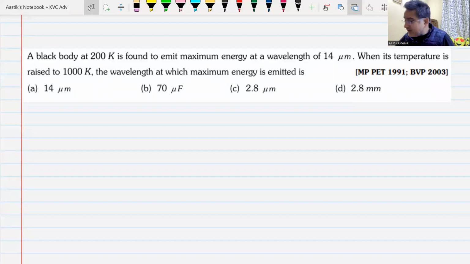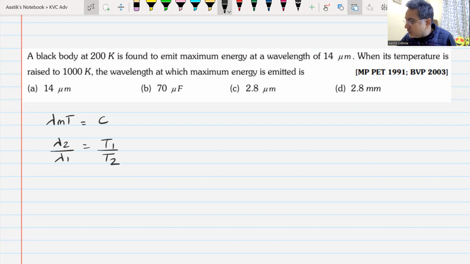Answer is option C. We all know lambda m into T is a constant. So lambda 2 by lambda 1 will be T1 by T2. Temperature has become 5 times, so lambda will be divided by 5. The only option which matches here is 2.8 micrometers. Do we understand this, or has this gone above our head? Bye bye. Understood, sir.